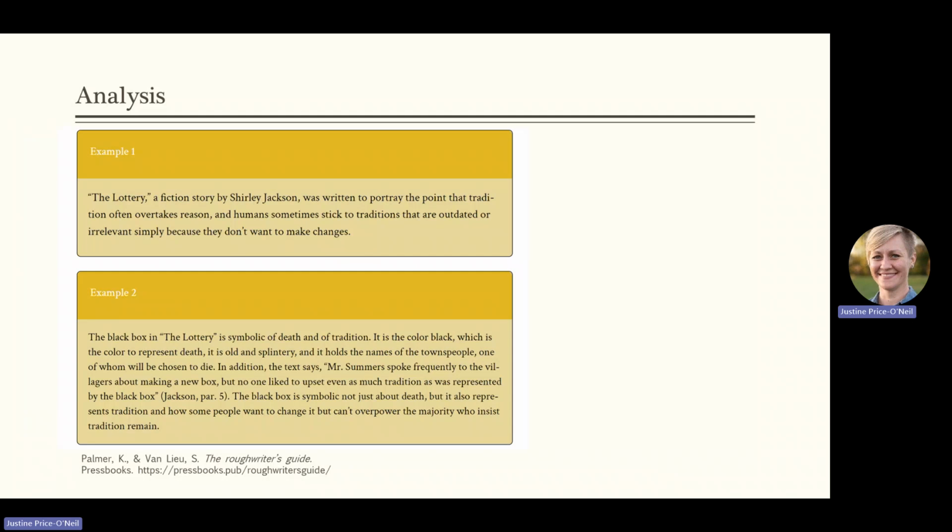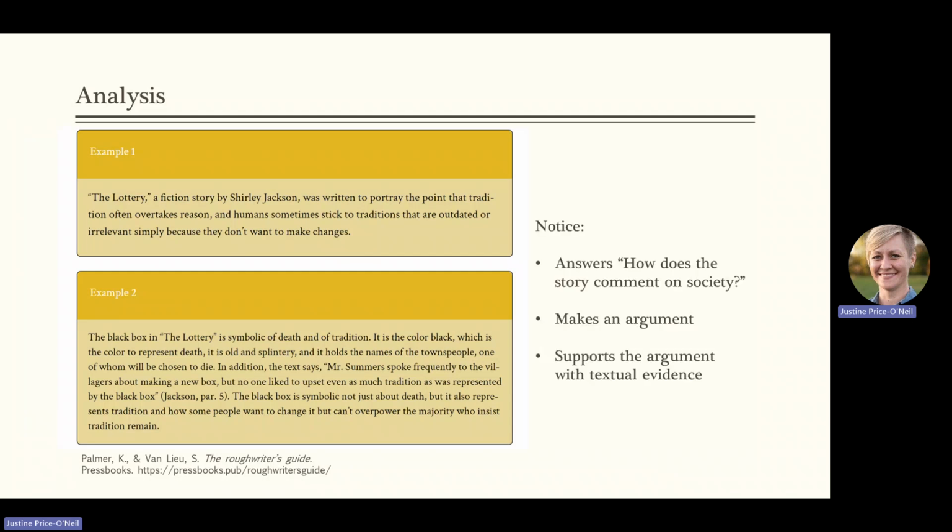Okay, so similar to the summary, except you can see how here the writer has gone deeper. They're answering, how does this story comment on society? They're making arguments and supporting the argument with textual evidence, that quote that comes right from the story itself. Okay, so you can see the differences there through these examples and how they are on the same topic, but just doing different things.